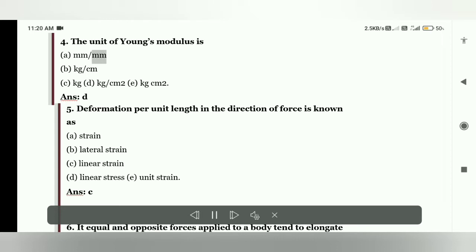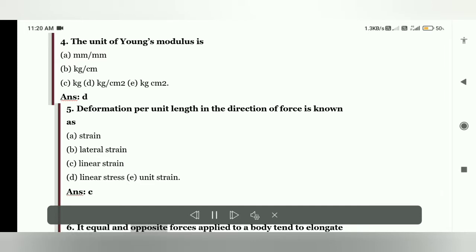4. The unit of Young's modulus is mm/mm, kg/cm, kg, kg/cm2, kg cm2. Answer D. 5. Deformation per unit length in the direction of force is known as strain, lateral strain, linear strain, linear stress, unit strain. Answer C.